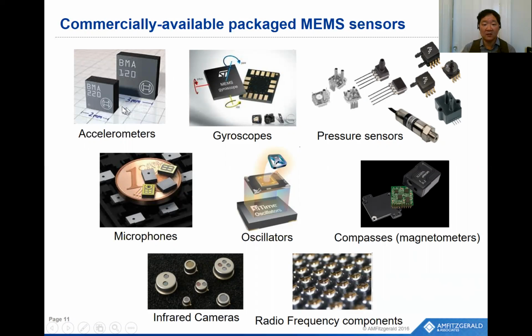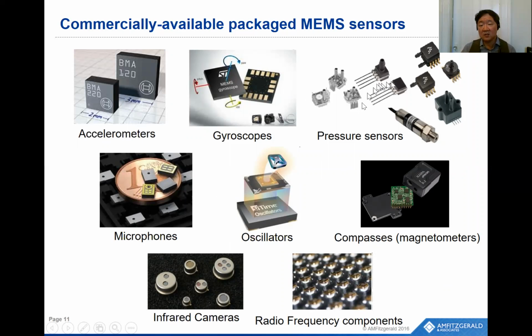These accelerometers are encased in plastic, sometimes metal. These infrared cameras are encased in a metal can, sometimes a ceramic. I don't think we have an example here. So the packages provide protection for the chips. They also provide electrical connection for the chips.